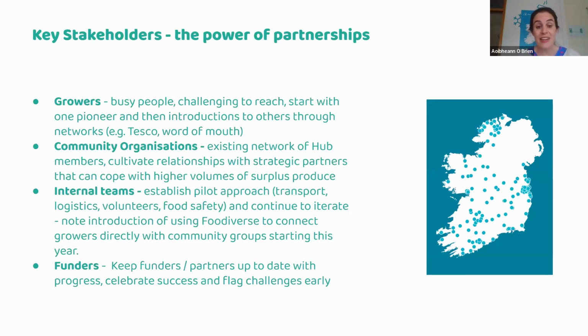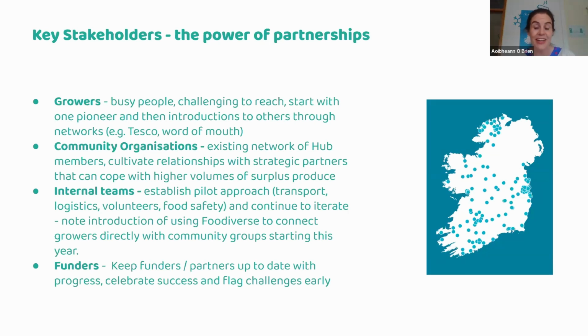On the community side, when we started initially, we were just channeling the produce that we were receiving into our existing network of hub partners, but we realized very quickly that when we were getting a higher volume of produce, we needed to cultivate relationships with more strategic partners who were able to take higher volumes of surplus and move it quite quickly. So now we work with our network of hub partners that take more and more fresh vegetables every week, but we also have some key partners that can take large volumes and distribute it out very quickly to more rural charities from there.